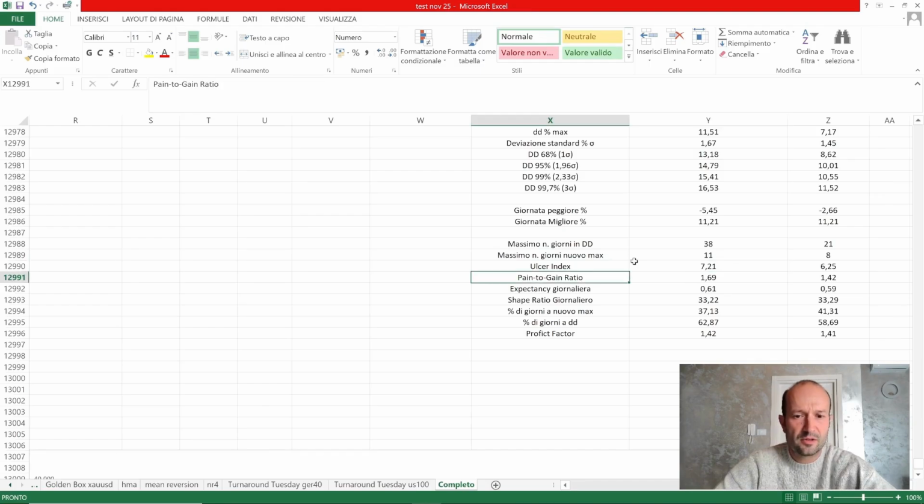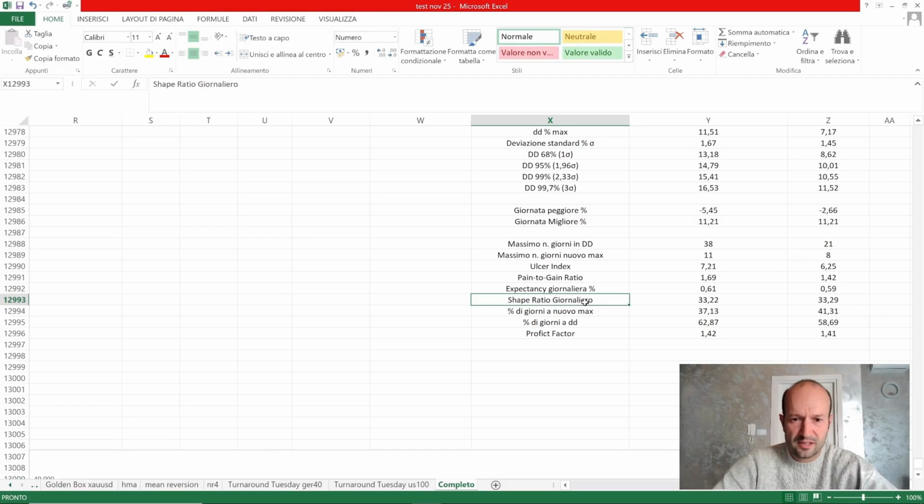The next figure I thought it was appropriate to calculate is the pain to gain ratio. So this tells us that for every day of profit, we have about 1.69 days of drawdown, which is still reasonable. We then have a daily expectancy percentage of about 0.61%. So on average, our system earns 0.61% per day. That might sound like a small amount, but if you keep compounding your gains day after day, using them for new trades is actually very positive because your capital really grows a lot.